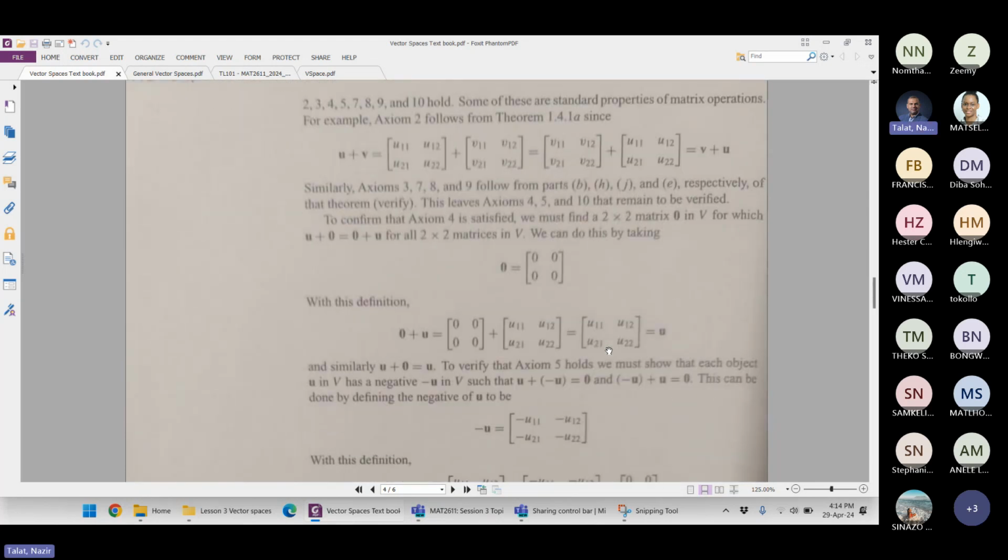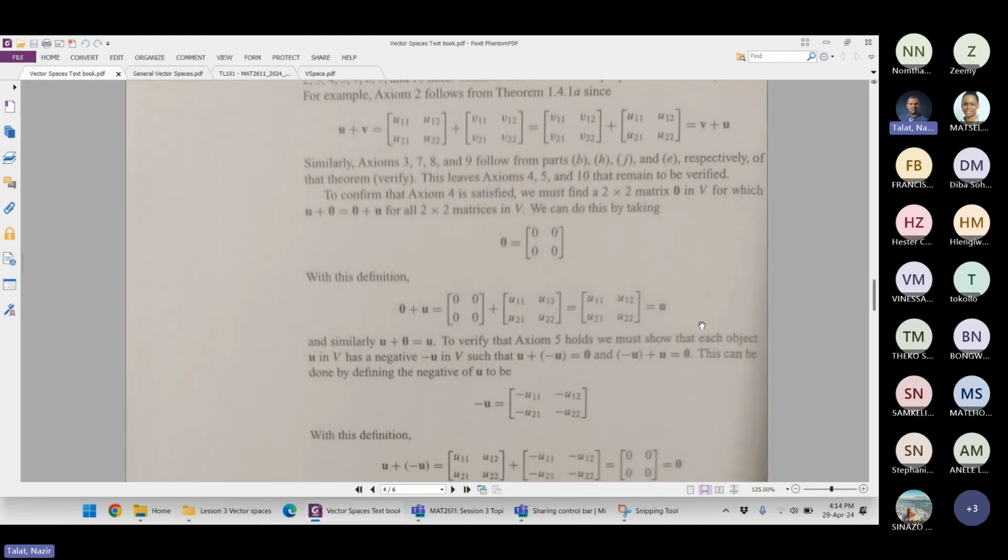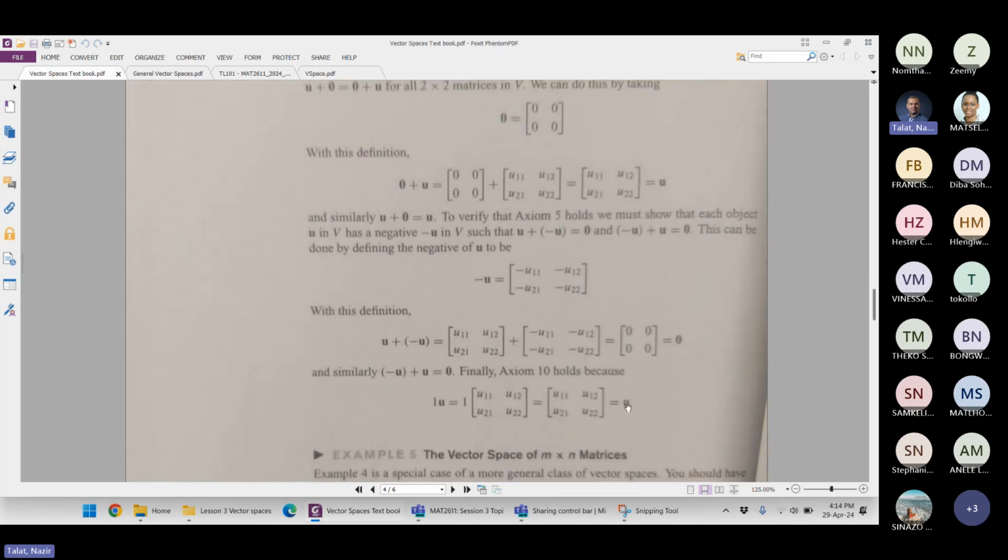And you know the zero matrix is also contained in the 2 cross 2 matrices. For every vector u, if you take u equal to u11, u12, u21, and u22, then minus u is equal to minus u11, minus u12, minus u21, and minus u22, such that if you add u with minus u, the answer becomes the zero matrix. And moreover, minus u plus u is also equal to zero. One can see that one times u is also u. So all the axioms are satisfied, and hence it becomes a vector space.